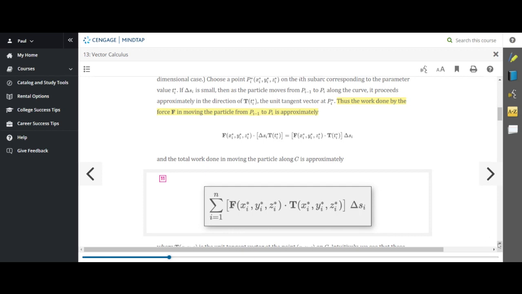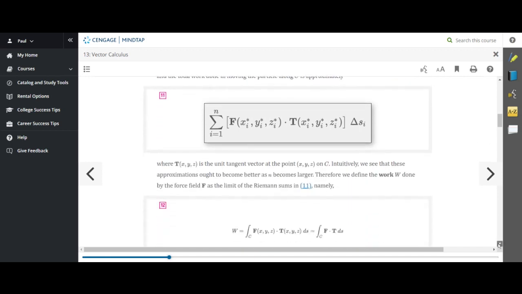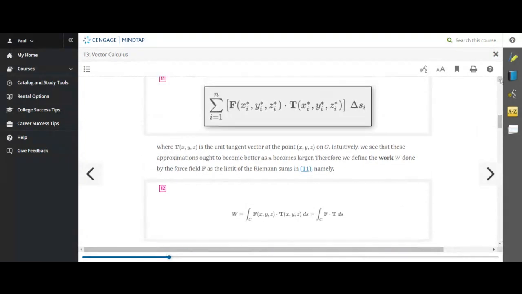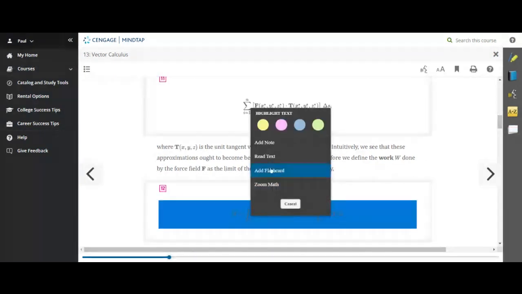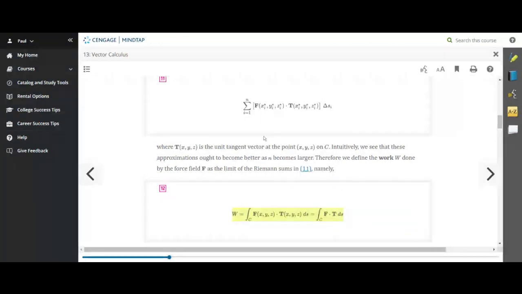So then the work that the force field does in moving the particle along that path from one point to another is equal to this line integral with respect to arc length over the curve C. That's going to be the work. So hence, it's good you know about line integrals, right? All the properties you learned with line integrals apply to this kind of situation.